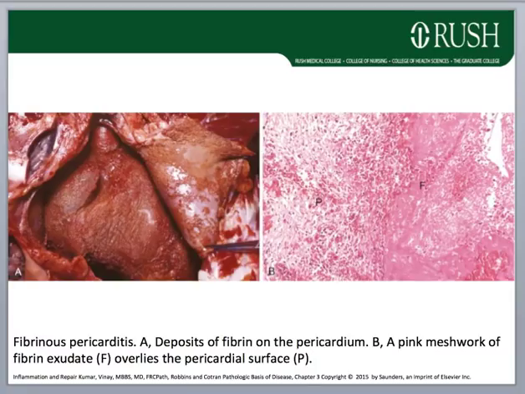on the pericardial surfaces. Microscopically, what we see in the right panel is a pink meshwork of fibrin exudate, indicated by the letter F, which overlies the pericardial surface, which is to the left, and indicated by P. We'll learn a lot more about this in the vital gases and fluids course, but for right now, this is just an image illustrating this morphologic pattern of acute inflammation.